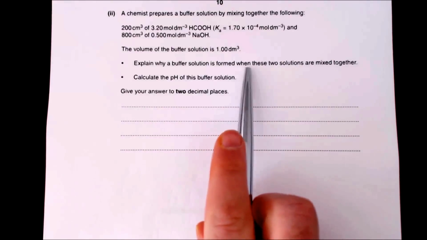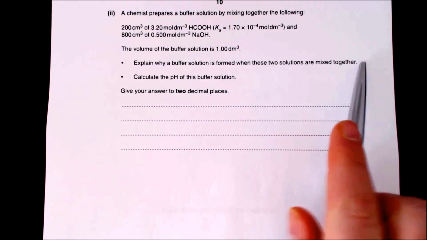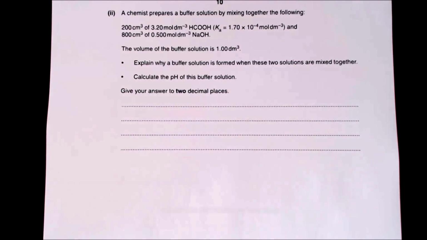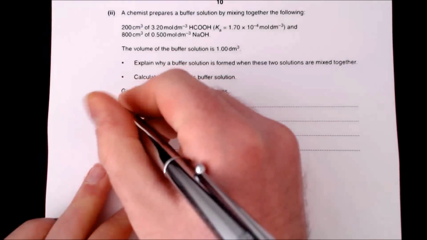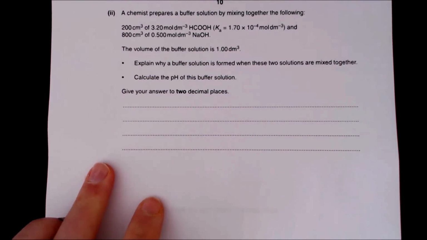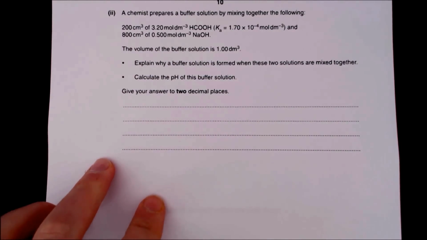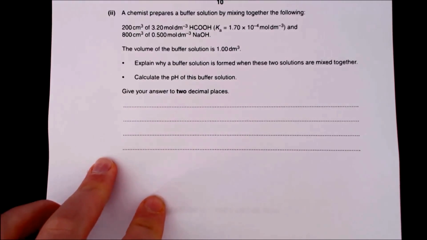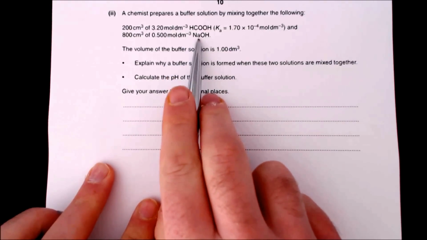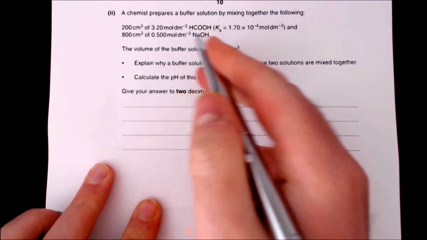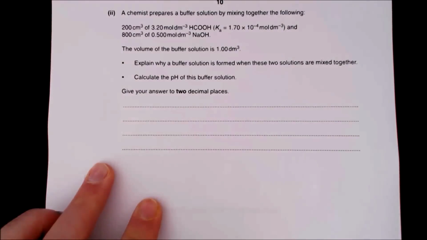Explain why a buffer solution is formed when these two solutions are mixed, and calculate the pH of this buffer solution, and give your answer to 2 decimal places. So this is a pretty tricky question actually. So what we're going to do is write down how it's formed first. Now remember we said in the last question that a buffer was a weak acid and its salt mixed together. Now here we've got a weak acid, but we have a strong base. So we need to say, how does mixing these form our weak salt?